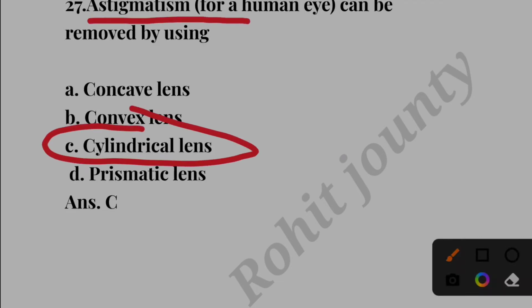Astigmatism for a human eye can be removed by using cylindrical lens. Option C is the correct answer.